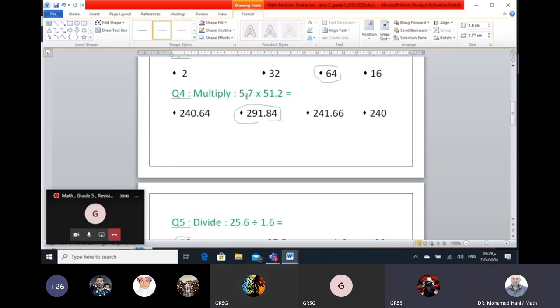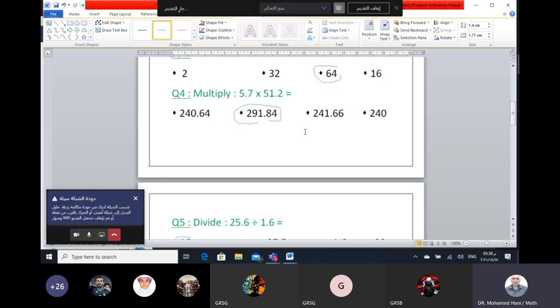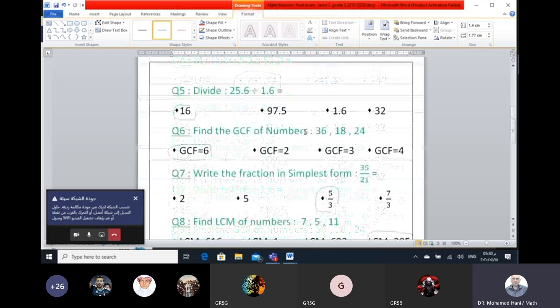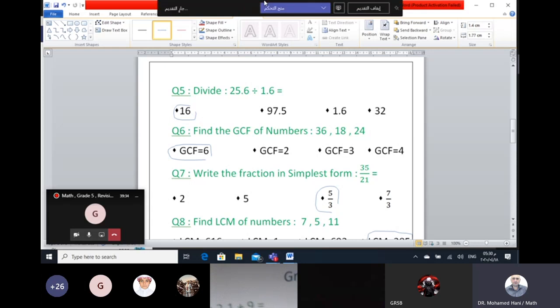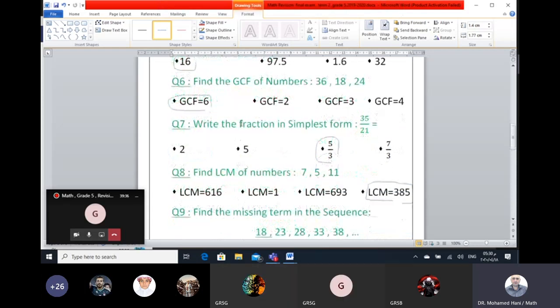Multiply the two decimal numbers here, and you will find the number 291.84. Here, divide. When you see the divisor has a decimal, we cannot do long division directly. Try to remove the point. So multiply the two numbers here by 10. Then do long division. You will find the answer will be 16.